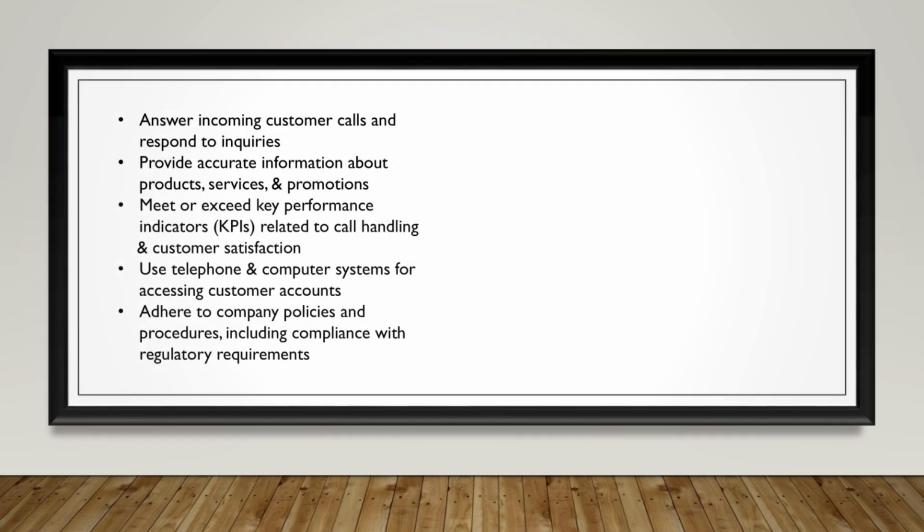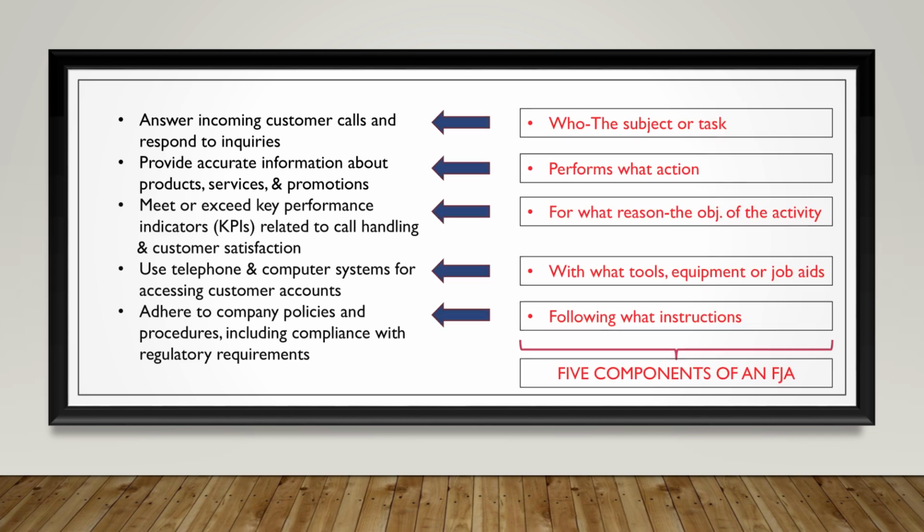Drawing from the work activities of a customer service representative, I will now outline the 5 components of the task statement within the functional job analysis process. These components encompass who performs the task, performs what action for what reason, with what tools, equipment, or job aid, and following what instructions, aiming to provide a thorough depiction of job responsibilities.